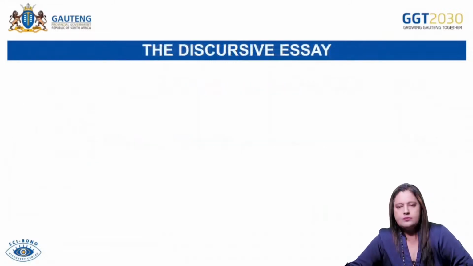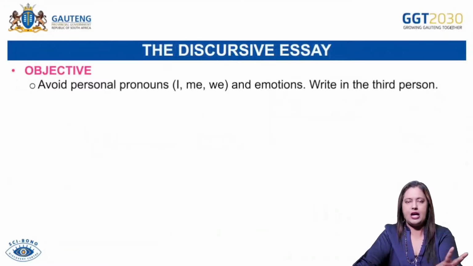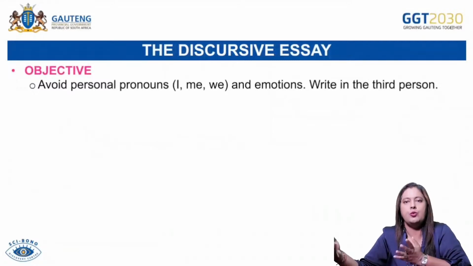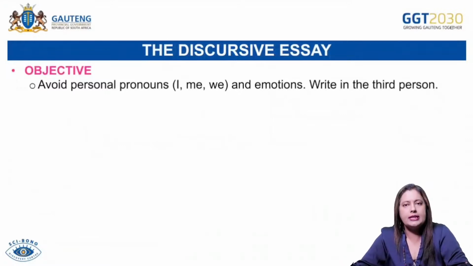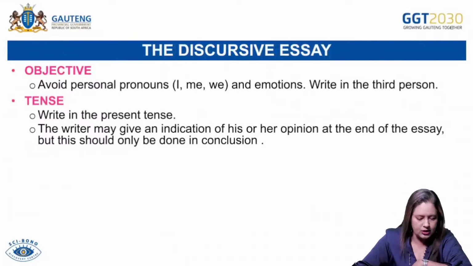Right. The discursive essay. Now here, grade 12s, I did mention to you, you get the opportunity to discuss both sides of the argument and give us maybe a third option, which is the mixed response. So here it's objective. It's not done partially, okay? You are being impartial. So it is objective. You are steering away from personal pronouns, and therefore it's always written in the third person. It's written in the present tense, non-negotiable.